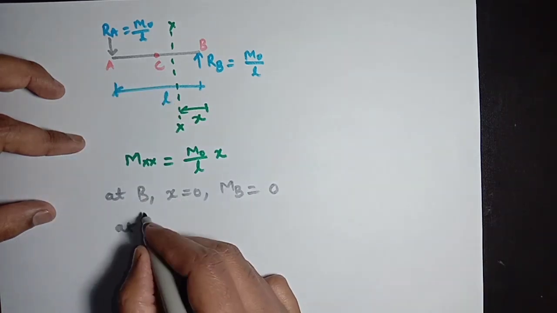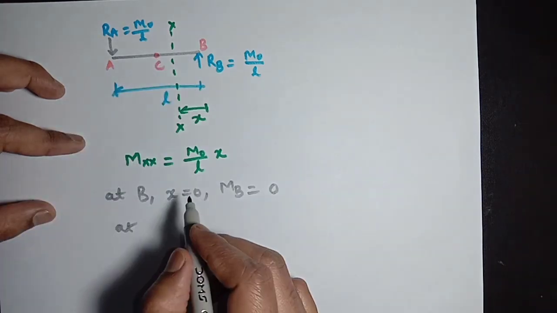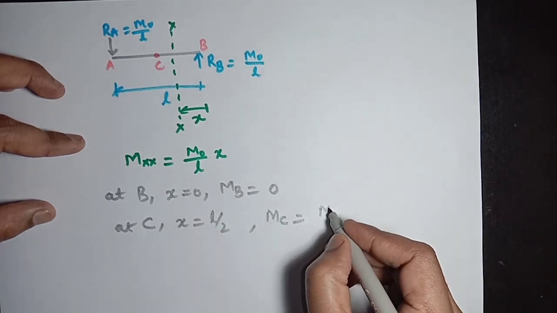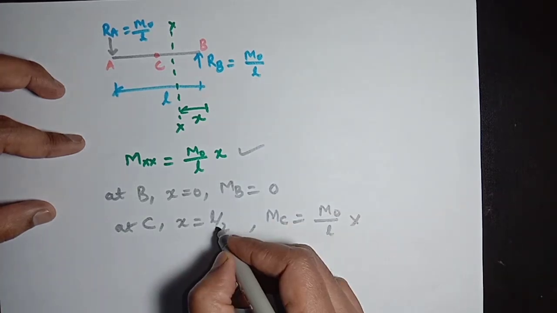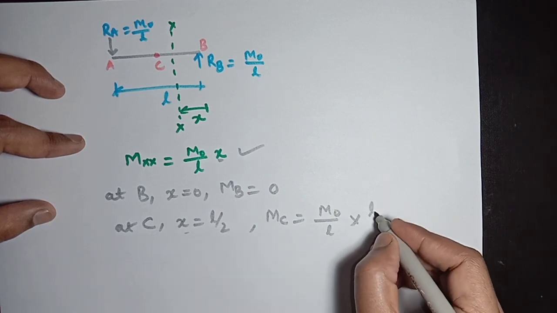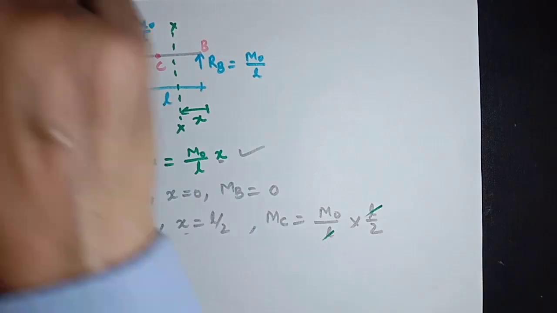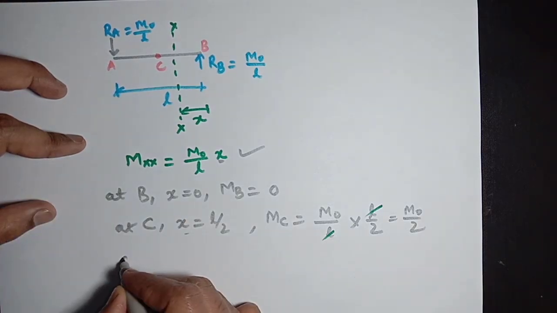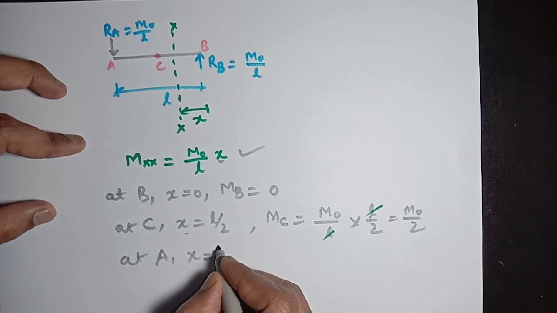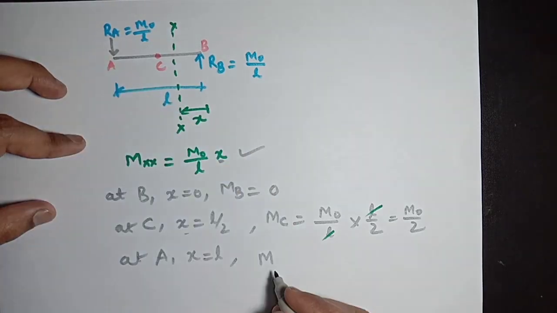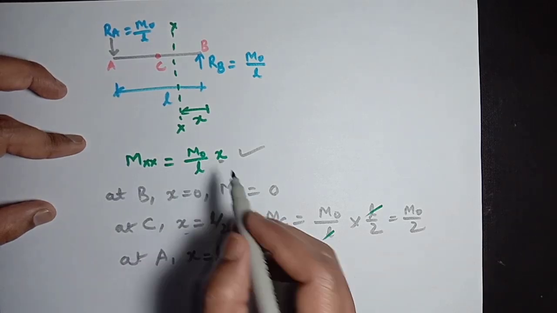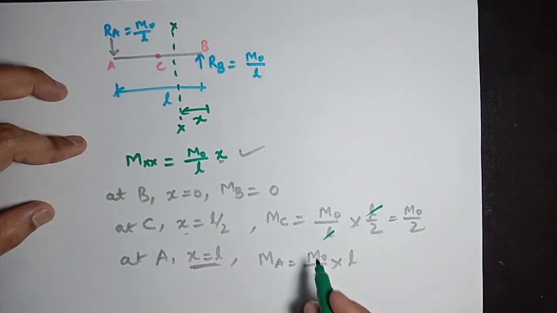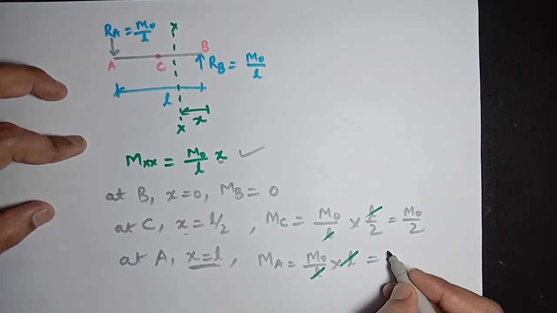At C, the center of this beam, x equals L by 2, so MC will be, from this expression, M0 divided by L, and in place of x we can put L by 2, and L by L cancel, so it will be M0 by 2. And at A, x will be L, so the moment at A, MA, in place of x we put L, so L by L will be cancelled and it will be M0.